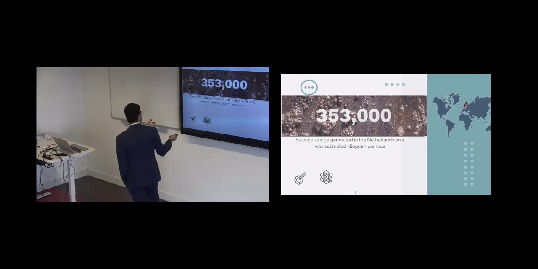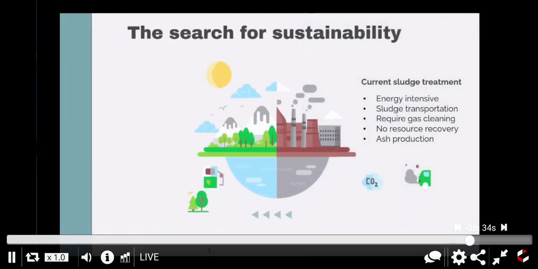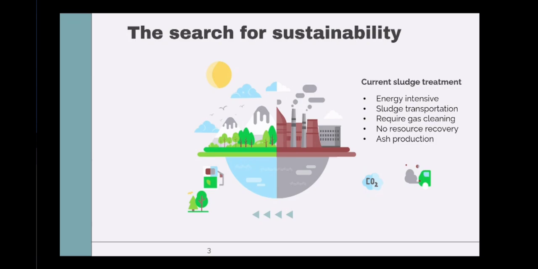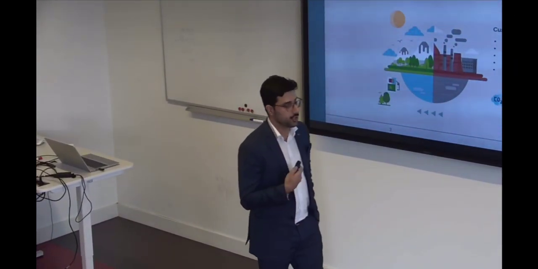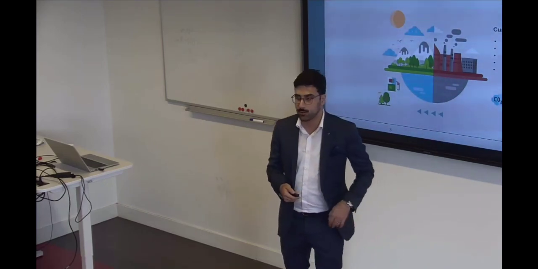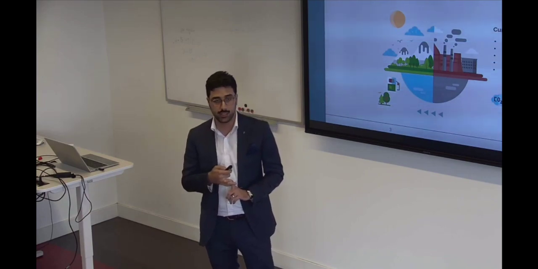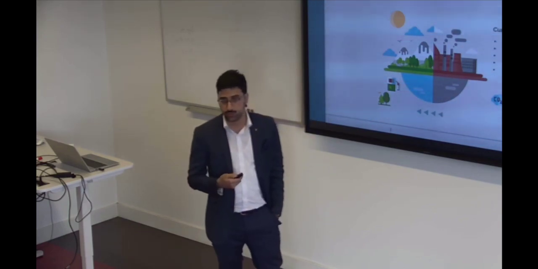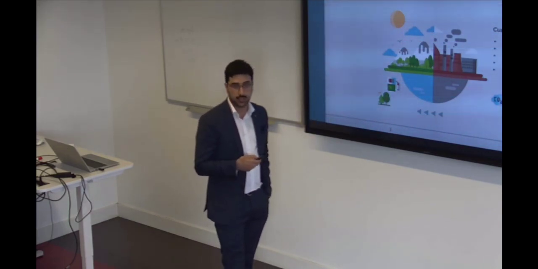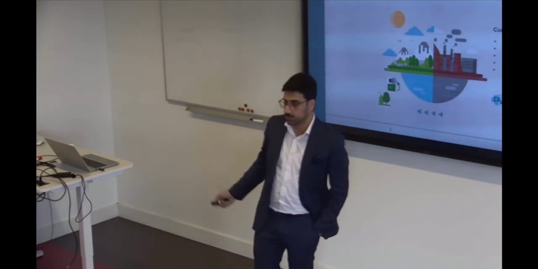And why we chose sewage sludge is, as I told you, the current sewage sludge treatment is not efficient. It is done by drying, as we mentioned before with our colleagues, and then it goes to incineration. The problem with this is that it is energy intensive, incineration requires gas cleaning, there is no resource recovery, and it requires the transportation of the sludge from the wastewater treatment plant to the incineration plant.